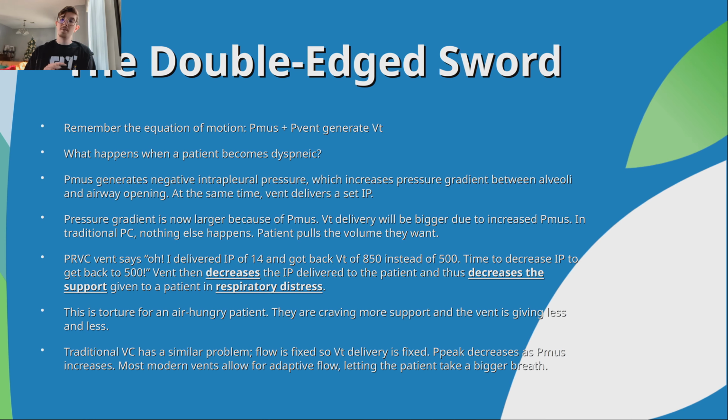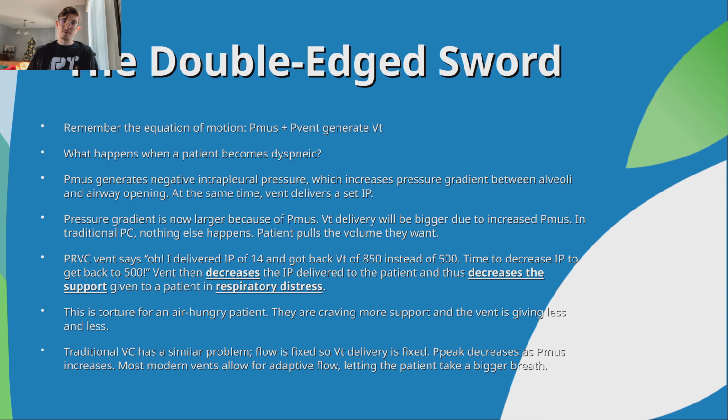Now, most modern ventilators with volume control have adaptive flow, meaning if the patient wants to take in a bigger breath and more flow, they can. But some, for example, the Servo U that I use, is really finicky. It only gives adaptive flow on a square flow pattern, not decelerating or anything else, and only if it's like 100% square flow pattern. And also, it only gives adaptive flow on mandatory breaths, not on spontaneous breaths.